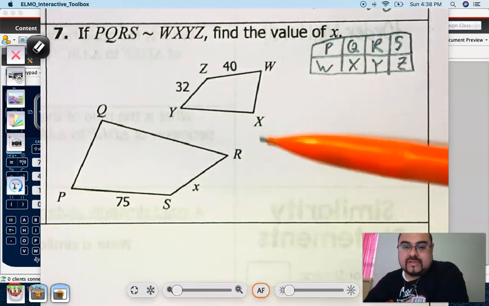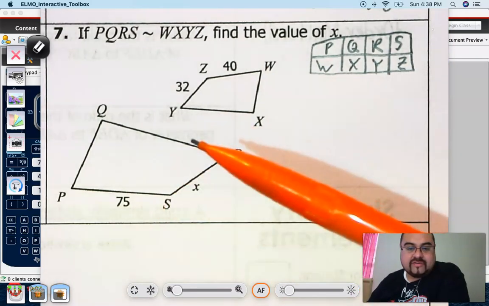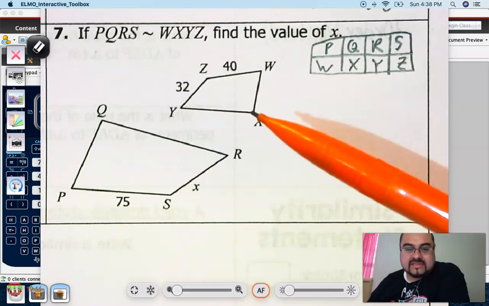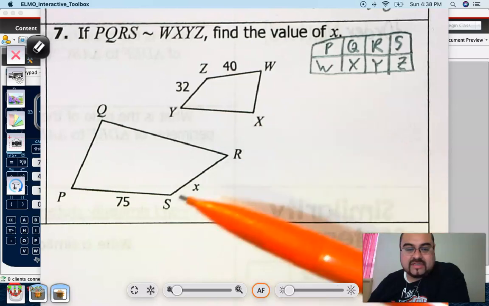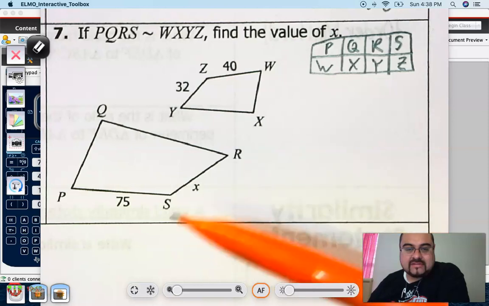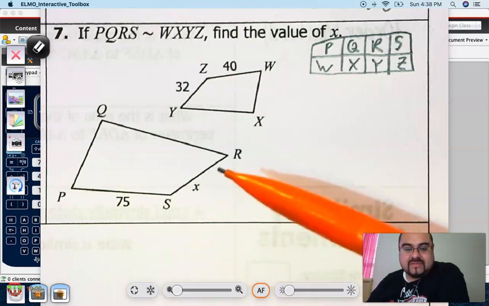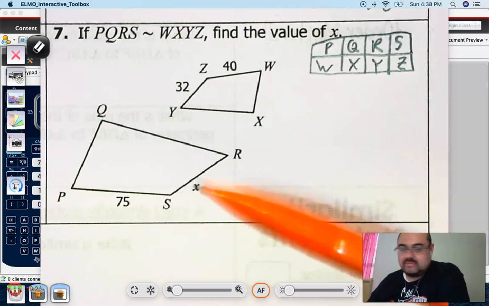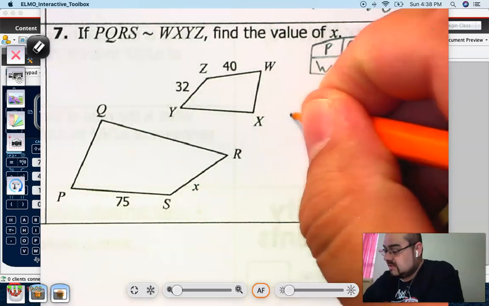All right, now the trick here is we're trying to solve for x, not this X, which is the point of this polygon, but this x right here, the length of this side, SR. So that's going to be a big hint for me. I'm going to put that as my first number in my ratio.